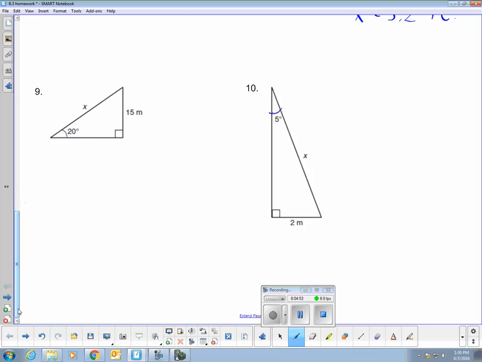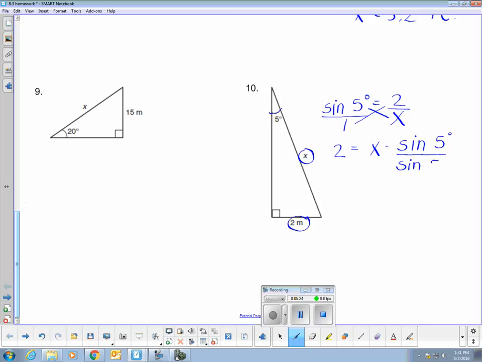So here's my reference angle. Here's my opposite side. Here's the hypotenuse. So we can say the sine of 5 degrees is equal to the opposite side divided by the hypotenuse. I'm going to cross multiply. And then to solve for x, I need to divide by the sine of 5 degrees.